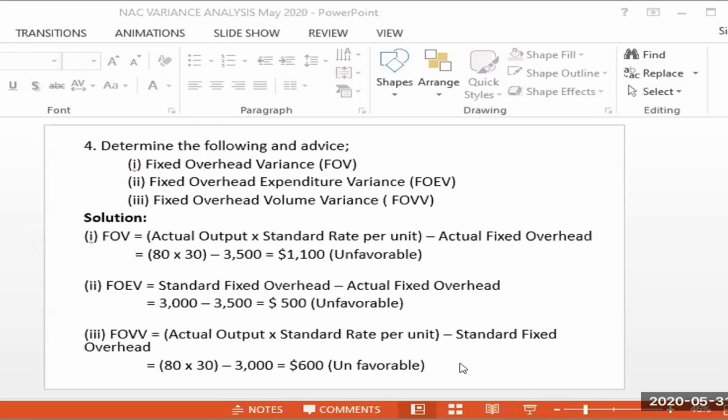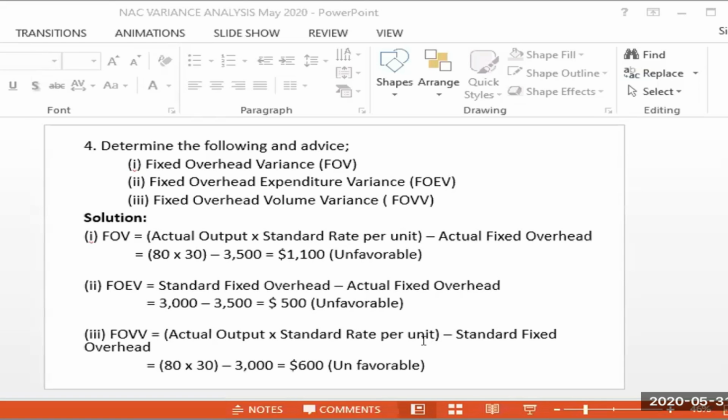So the state of these results is unfavorable to the organization. This is how you determine this. All you need to know is which formula and the rate that you're supposed to use based on the information that you've been given by the examiner. Otherwise, there's nothing difficult here. The issue of interpreting the result is just, in terms of cost, if the answer is negative, then that means it's unfavorable. If the answer is positive, then that is favorable to the organization.